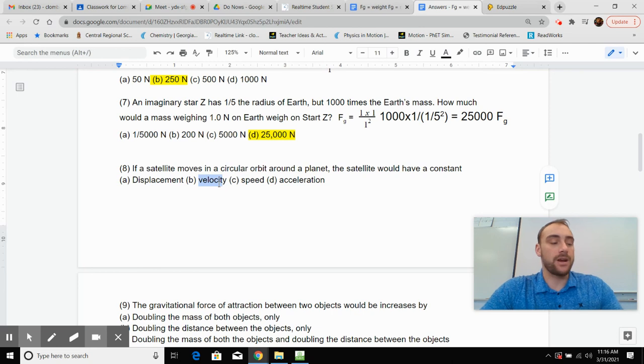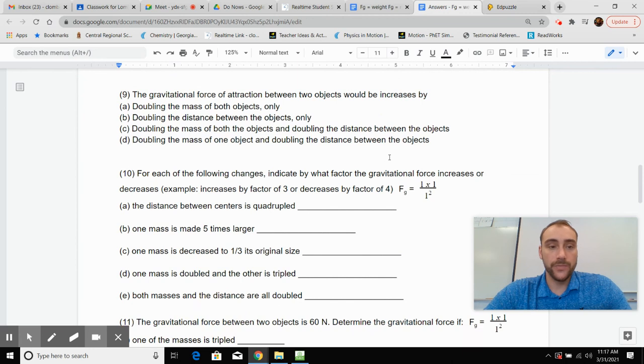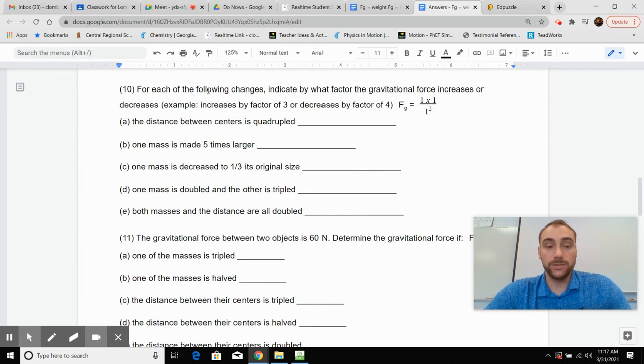Acceleration, besides having an equation for it, has a definition of a change in velocity over time. So if you're constantly changing your velocity, you're constantly changing your acceleration. And then displacement is how far you are from your original starting position. That's not going to be constant because you're going to keep moving around. So you should know what the answer is for 8. You should be able to do 9. Number 10, though.